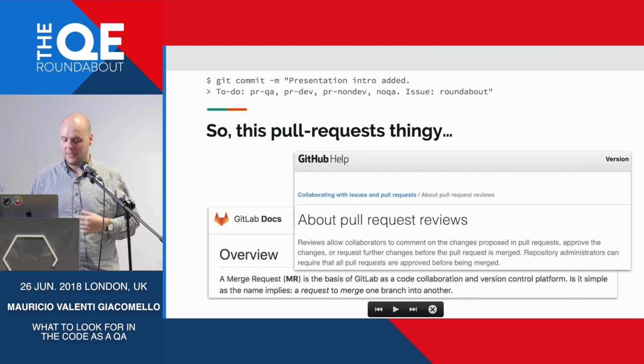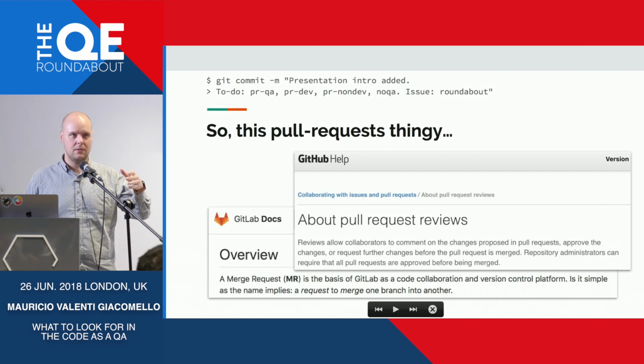From GitLab, which was bought by Apple a few days ago, a merge request, not a pull request, is the basis of GitLab as the code collaboration and version control platform. It's as simple as the name implies, a request to merge one branch into another. So you are working in one branch, you want to merge all your code into another one, or main, or whatever you have.